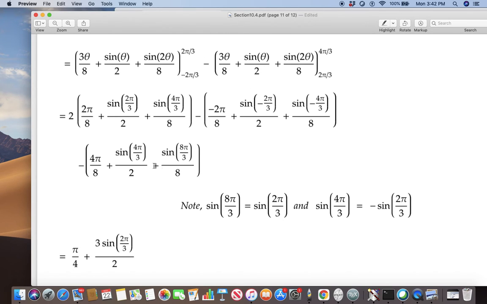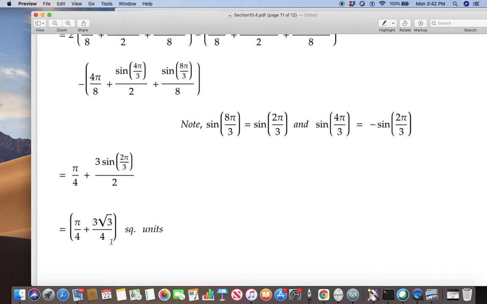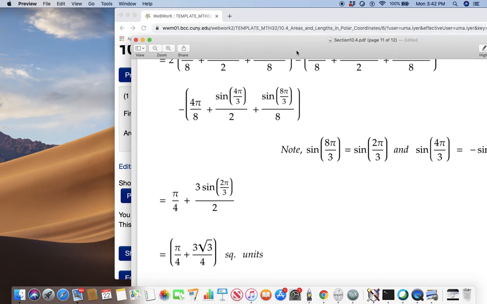Upon all these simplifications, I get pi over 4. Those are the only terms without a trigonometric function involved. Simplify all that, you get pi over 4. Simplify all the sines here, reduce them to 2 pi over 3. You get 3 halves of it. Substitute finally: sine of 2 pi over 3 is root 3 over 2. So in all, pi over 4 plus 3 root 3 over 4.